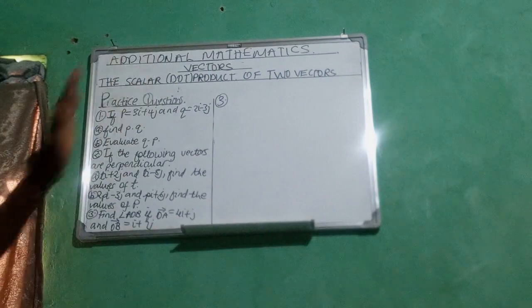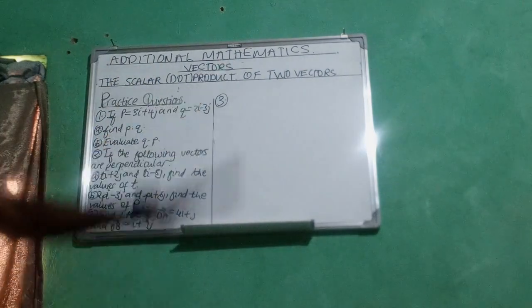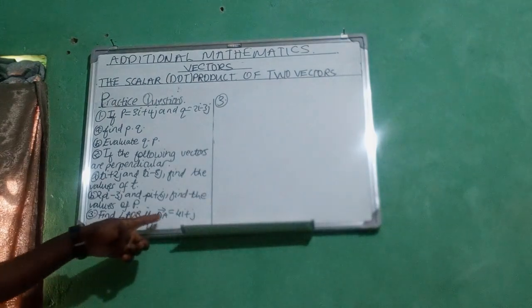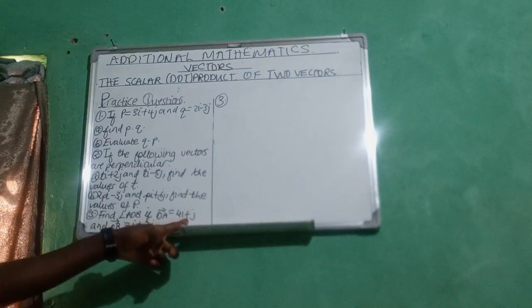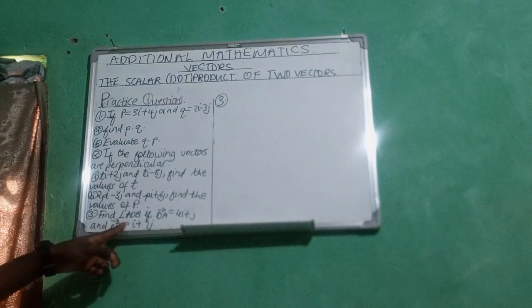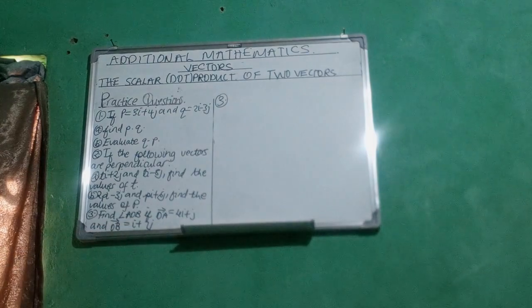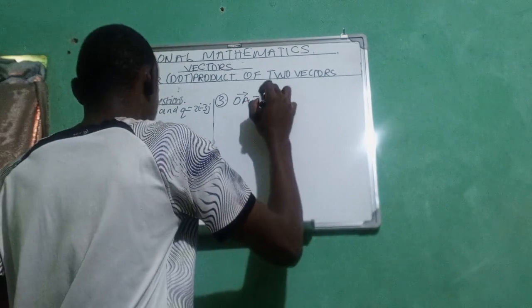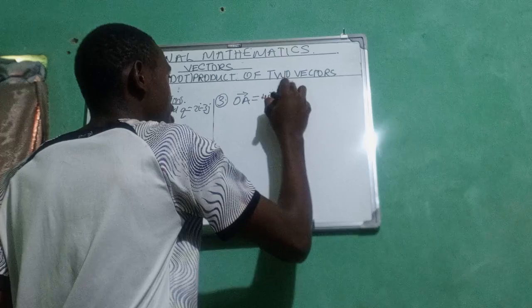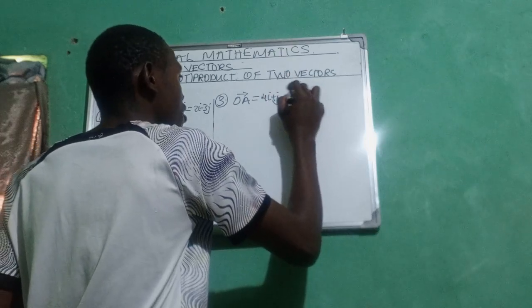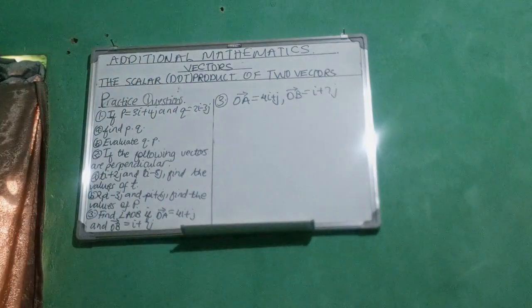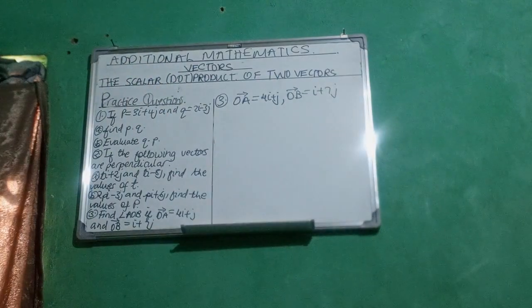Additional mathematics, vectors. We are looking at the scalar or dot product of two vectors. Question 3, which reads: find angle AOB if AO is equal to 4i plus j and OB is equal to i plus 7j. So we need to find the angle between these two vectors. We have AO equal to 4i plus j, and OB equal to i plus 7j, and they're asking us to find the angle between these two vectors.